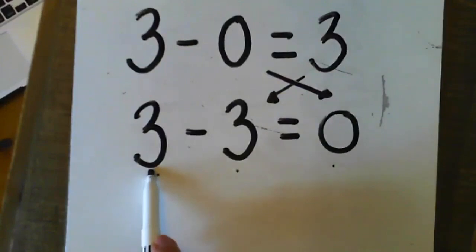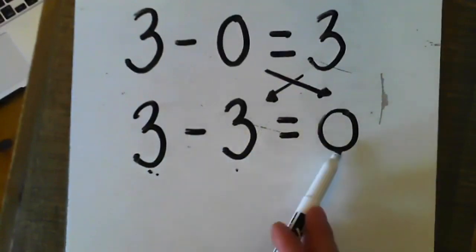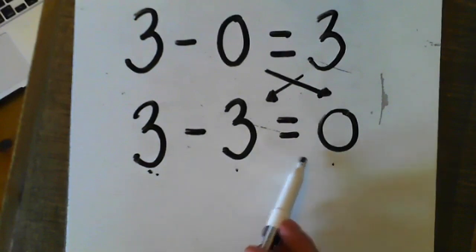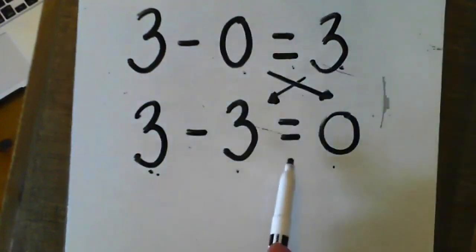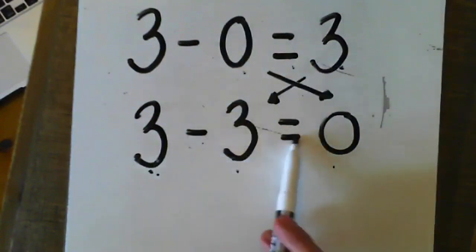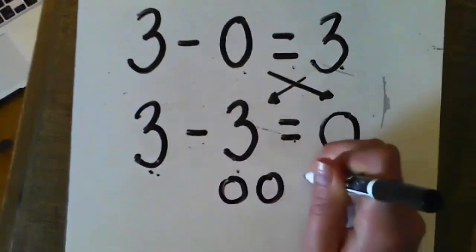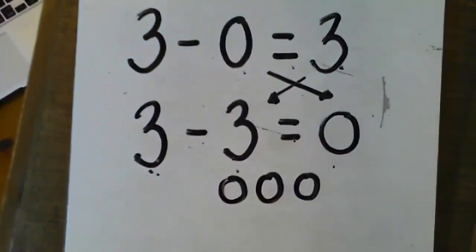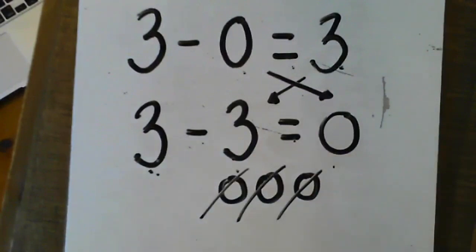If you have 3 and you take away all of them, all 3, you're going to be left with none left. We know that if 3 minus 0 equals 3, then that means 3 minus 3 equals 0. Let's double check it to make sure. I drew 3 dots. Now I'm going to take away 3. 1, 2, 3. And I'm left with nothing, with 0.